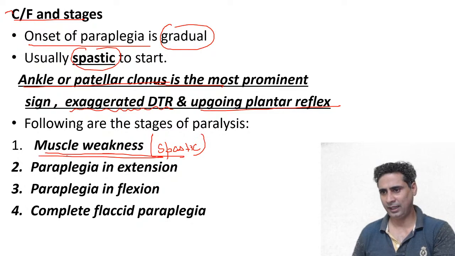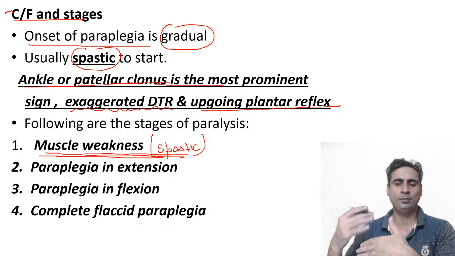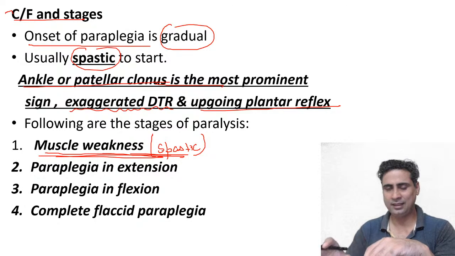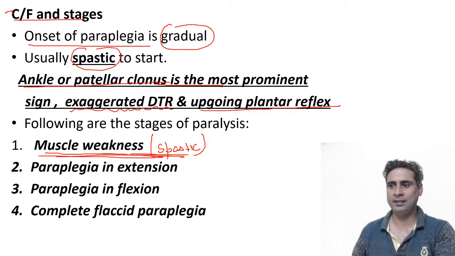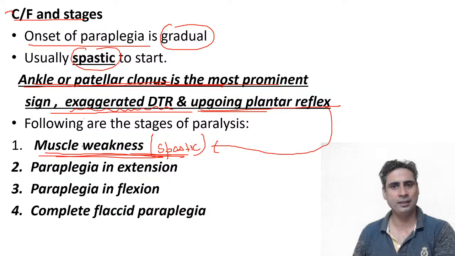Okay, so in this stage, the patient usually does not have any awareness about muscle weakness. But as there is spasticity, as soon as the patient tries to walk, there will be unsteady gait. So in this stage, the clinician can find these signs of upper motor neuron lesion, that is ankle or patellar clonus, exaggerated deep tendon reflex and upgoing plantar. So here the clinician can elicit all these signs.